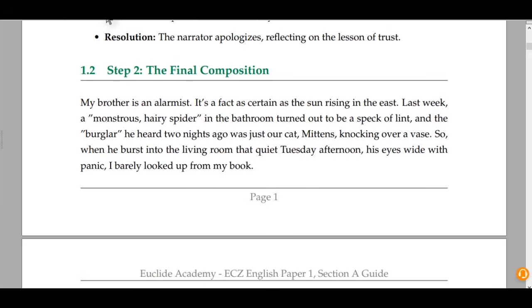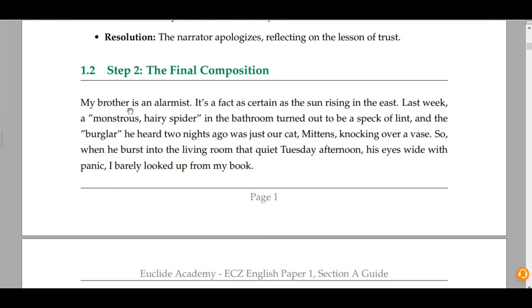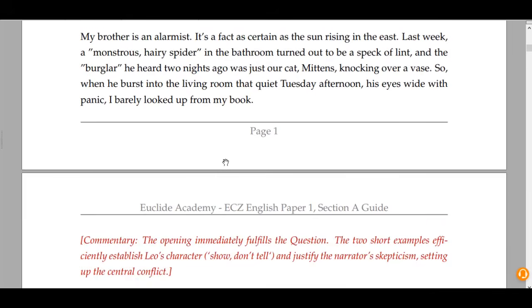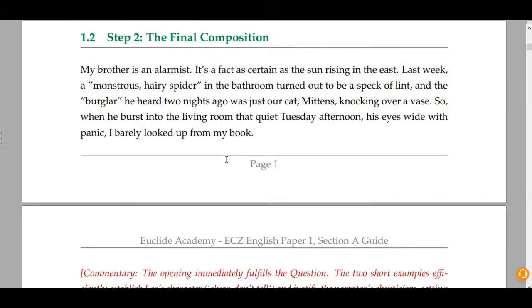My brother is an alarmist, which was the prompt: write a story which begins with the sentence, my brother is an alarmist. So, my brother is an alarmist. It's a fact as certain as the sun rising in the east. Last week, a monstrous hairy spider in the bathroom turned out to be a speck of lint, and the burglar two nights ago was just our cat, Mittens, knocking over a vase. So when he burst into the living room that quiet Tuesday afternoon, his eyes wide with panic, I barely looked up from my book.